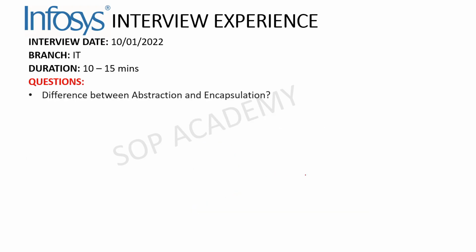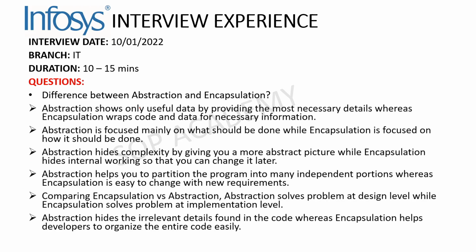The next question was what is the difference between abstraction and encapsulation. So the first difference, abstraction shows only useful data by providing the most necessary details, whereas encapsulation wraps up code and data for necessary information. Abstraction is focused mainly on what should be done, while encapsulation is focused on how it should be done. Abstraction hides complexity by giving you a more abstract picture, while encapsulation hides internal working so that you can change it later.